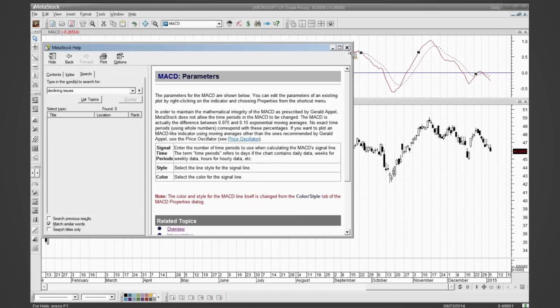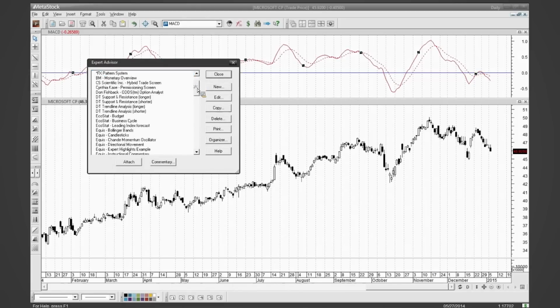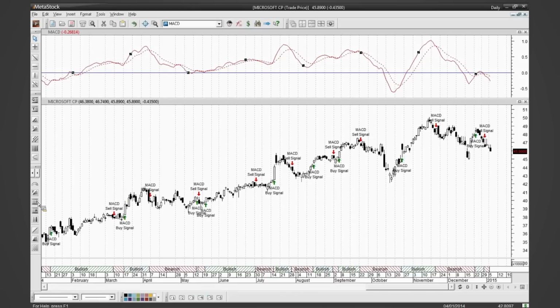Okay, now that's great for some people. A lot of us do learn by reading and understanding what's going on, but a great tool within Metastock is one that we call the Expert Advisor. The Expert Advisor can actually help us understand what's happening, and visually understand what's happening with that indicator. So we're going to go to the Expert, find the MACD Expert, choose Attach, and then close this window. And now you'll see these buy and sell signals appear on the chart.